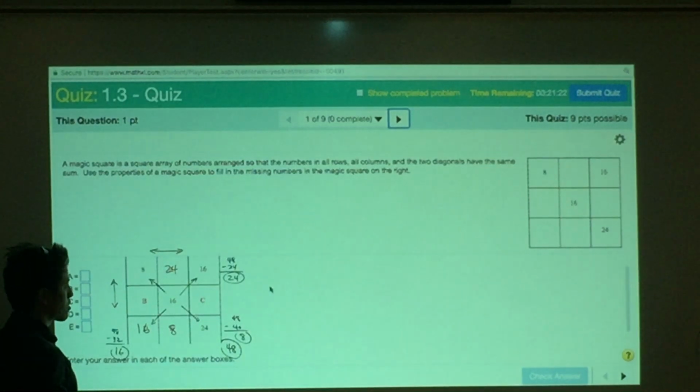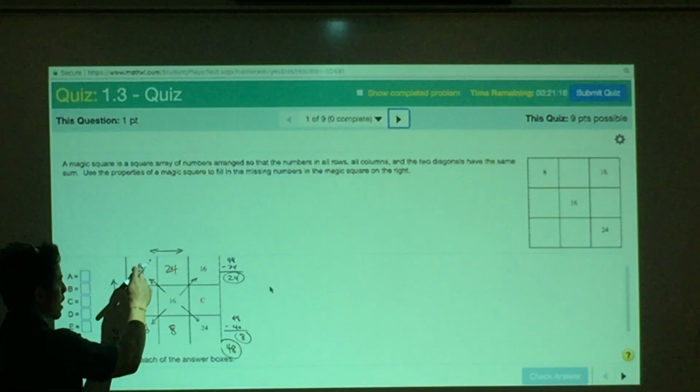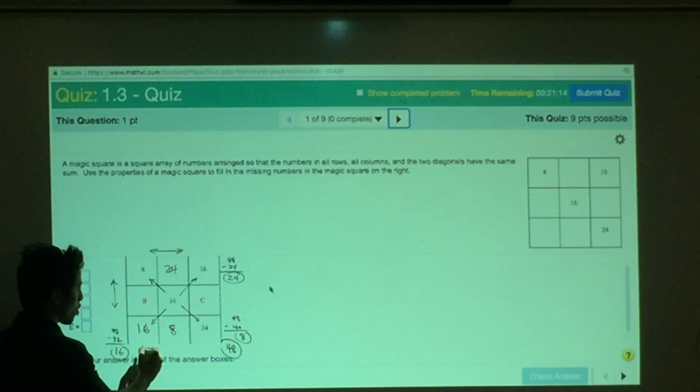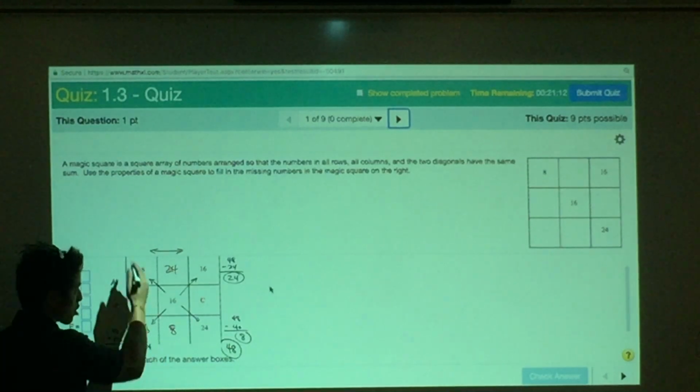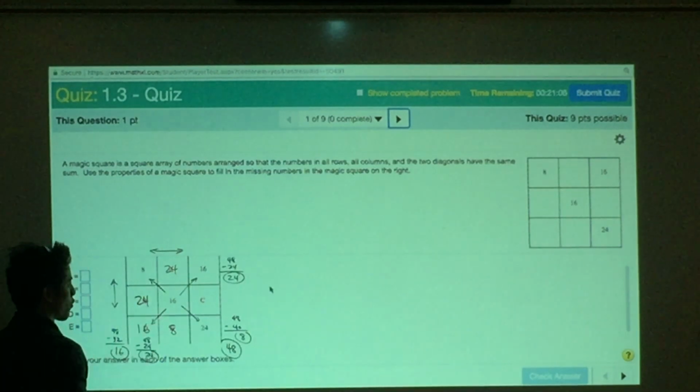So what I'm going to do is, since I really haven't done any columns yet, I'll go do this column. And so I'm going to go figure out B. I know that 8 and 16 make 24. I know that column is supposed to equal 48. And so that leaves me with 24 as the value for B.